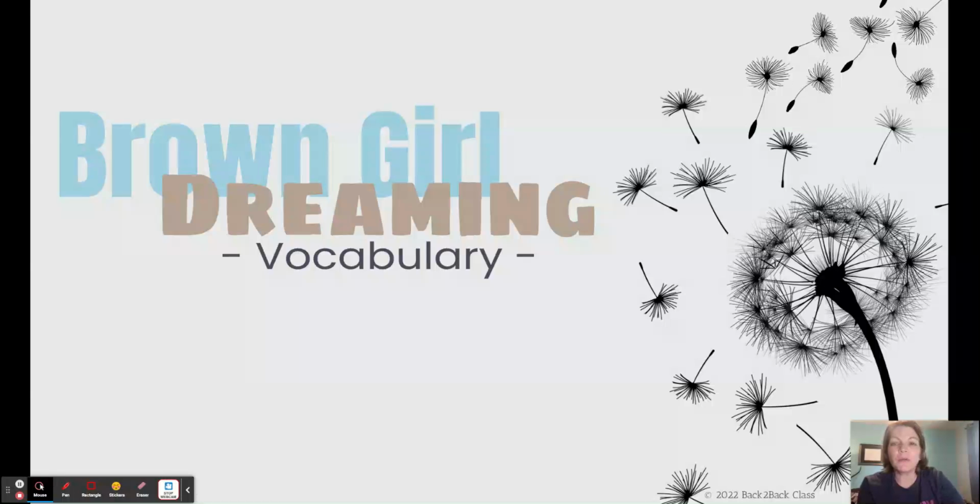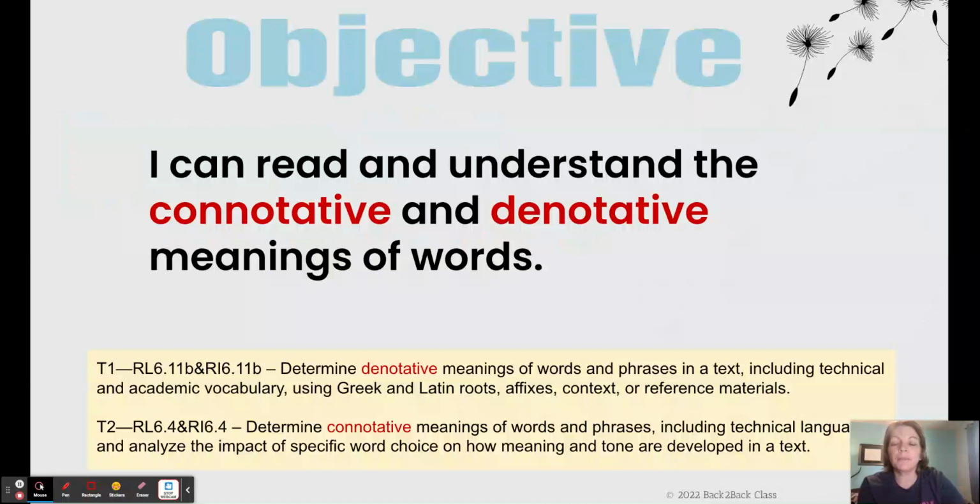Today we are going to focus on vocabulary. As we discuss some vocabulary words, we need to first learn about two important words, connotation and denotation. By the end of this lesson, you will understand the difference between connotation and denotation. Make sure you have your guided notes ready to fill in as we go along. In fact, the first thing you need to write down is the objective statement for this lesson. I can read and understand the connotative and denotative meaning of words.